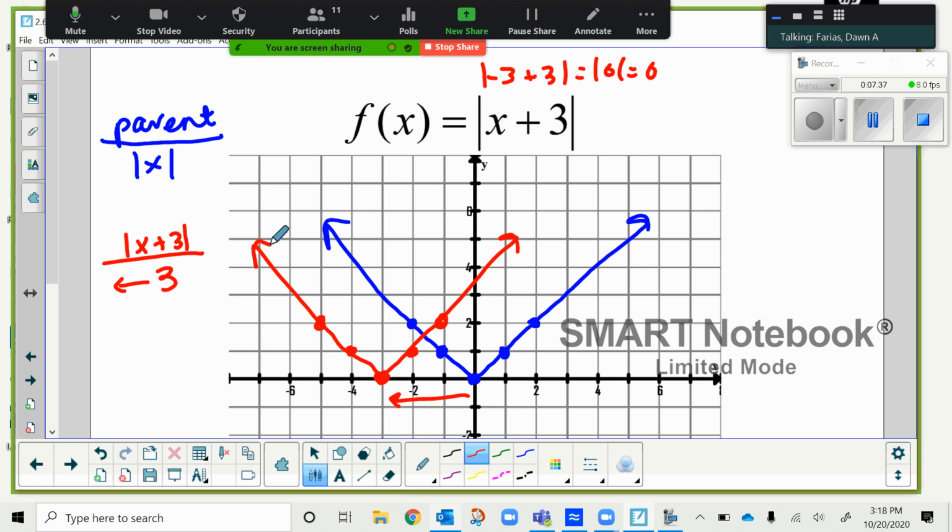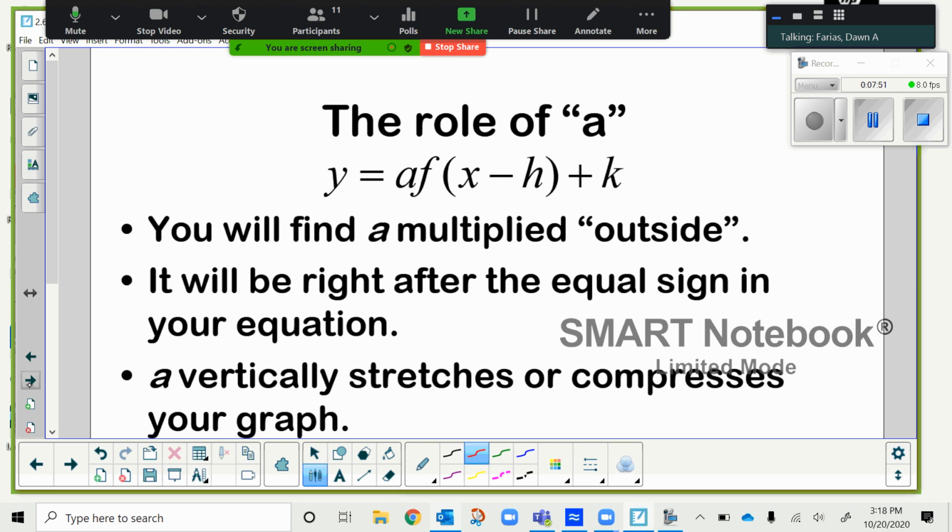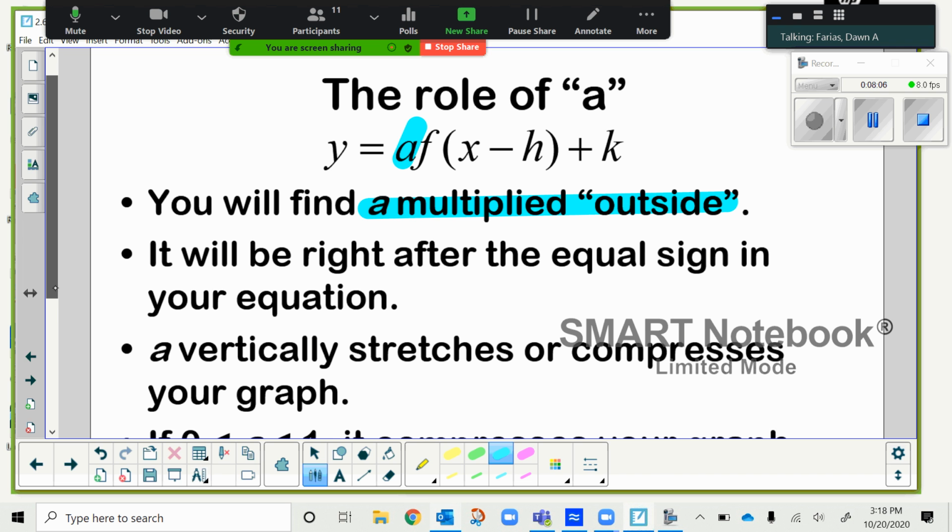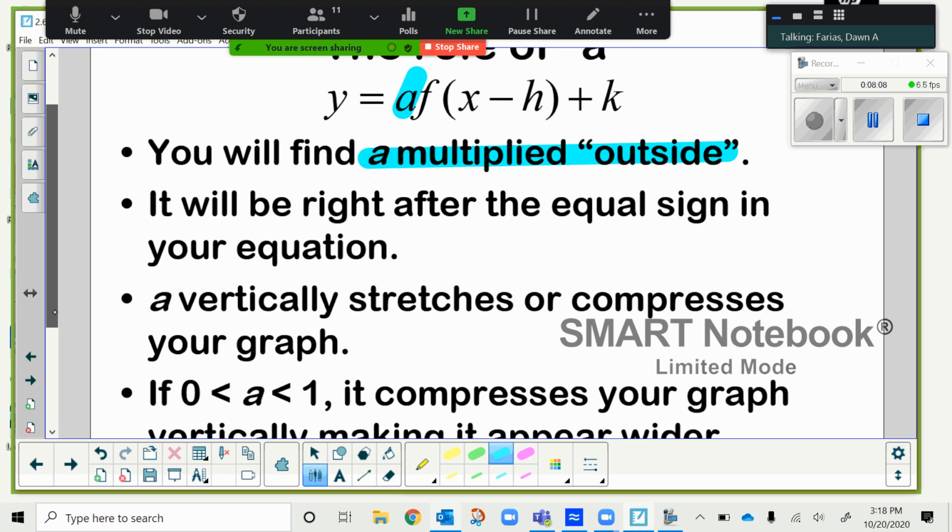And so this is H, the horizontal shift, the left or right shift. The next one we're going to talk about is A. You will find the A value multiplied outside the function. It will be right after the equal sign.